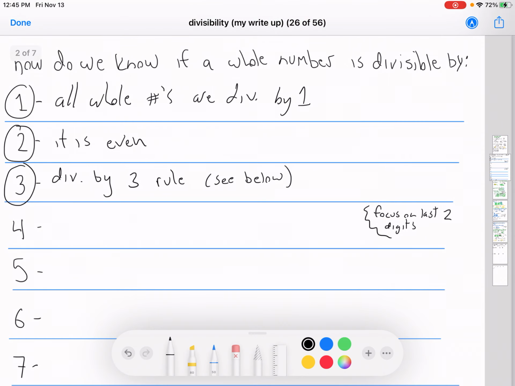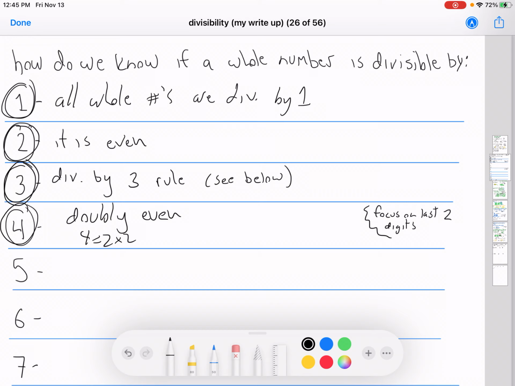All right, so let's take a look at this. How do we know if a number is divisible by 1? All numbers are. 2, it's even. 3, divisible by 3 rule. 4, it is doubly even, right? You can divide by 2 twice. 4 equals 2 times 2.